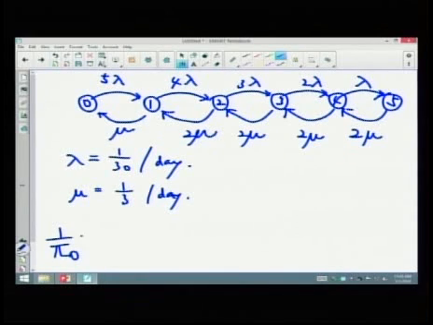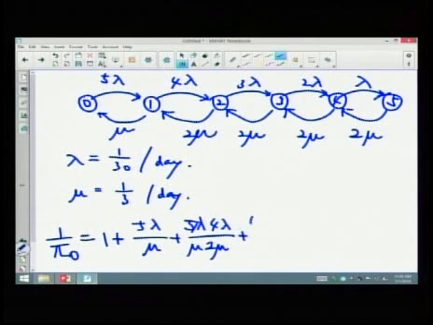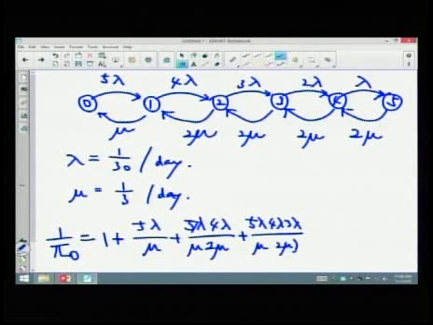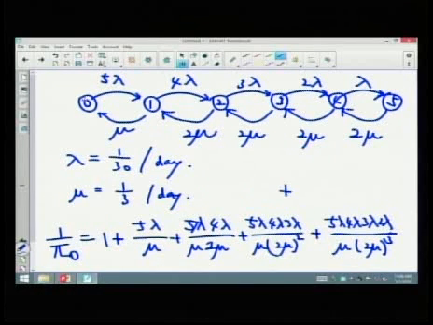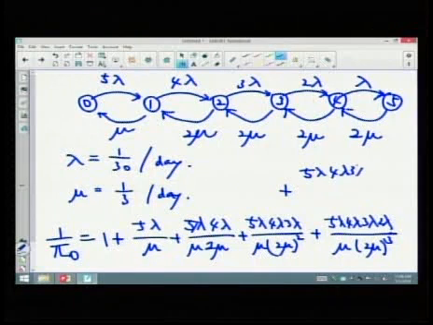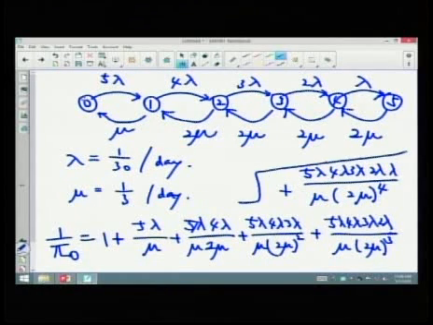Of course, you should be able to get pi 0 simply using the balance equations, maybe as 1 plus 5 lambda over mu, plus 5 lambda times 4 lambda over mu times 2 mu, plus 5 lambda, 4 lambda, 3 lambda over mu times 2 mu squared, and then 5 lambda, 4 lambda, 3 lambda, 2 lambda over mu times 2 mu cubed, plus 5 lambda, 4 lambda, 3 lambda, 2 lambda, lambda over mu times 2 mu to the fourth power. If you do this, you should be able to get pi 0, right?